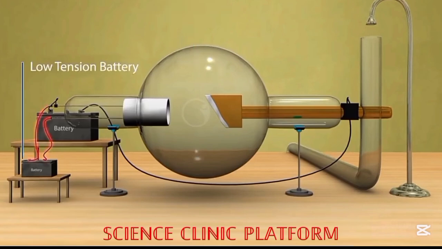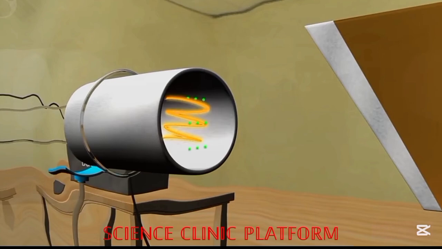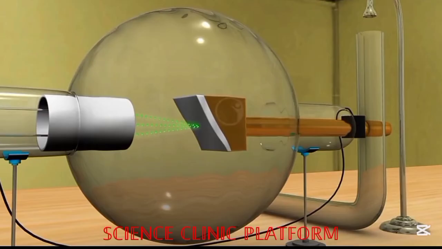Then we have a low tension battery which supplies current to the filament, hence emitting electrons. Now those are the electrons, and above the filament we surround it with a cylinder, and this cylinder is at a high negative potential, leading to the direction of these electrons to a certain point at the target.